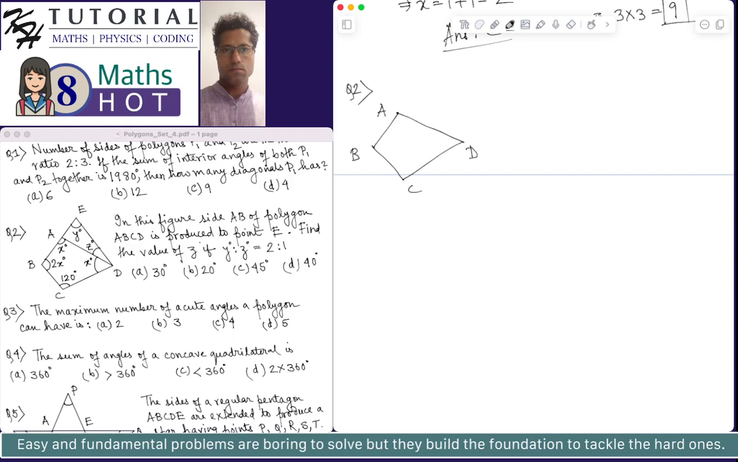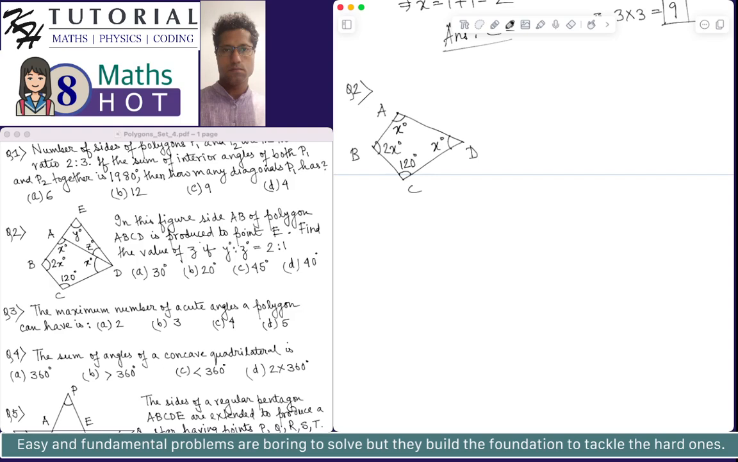Some angles are given. So this is given to be x degree. This angle B is 2x degree. Angle C is given to be 120 degree, angle D is given to be x degree. Okay, so all the internal angles of the quadrilateral ABCD are given. Only angle C is given as an absolute value, that is 120 degree, and the angles A, B and D are given in terms of unknown x.